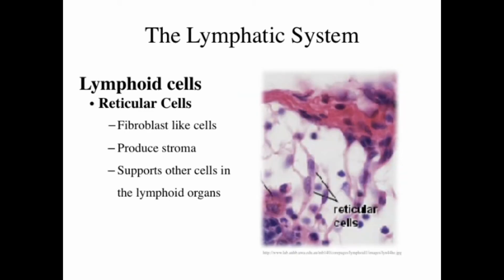Lastly, the reticular cells are fibroblast-like cells that produce the reticular fibers, which is the network that supports the other cell types in the lymphoid organs.